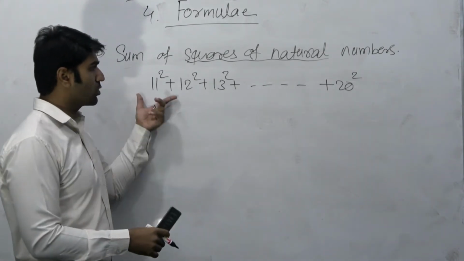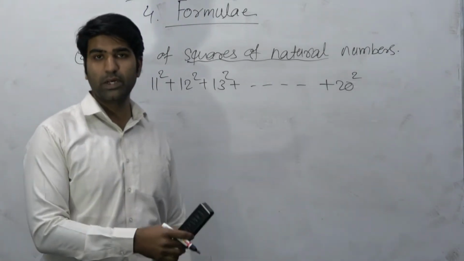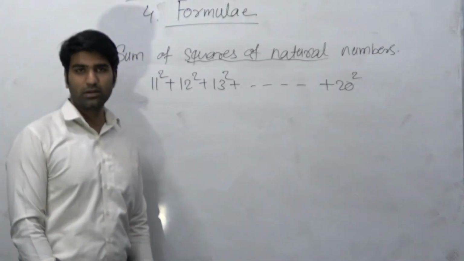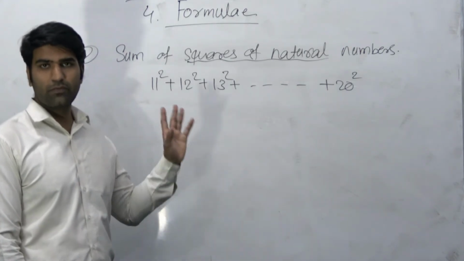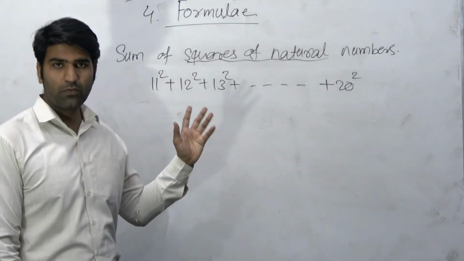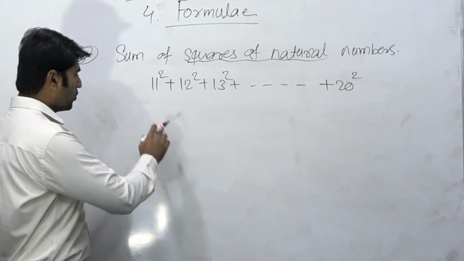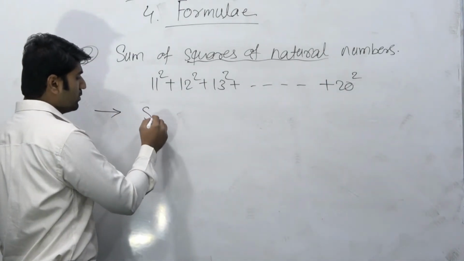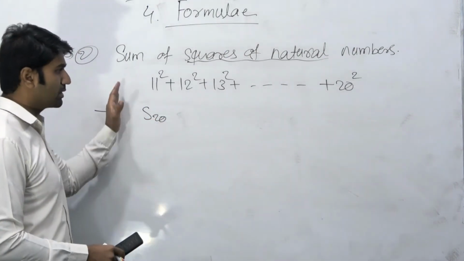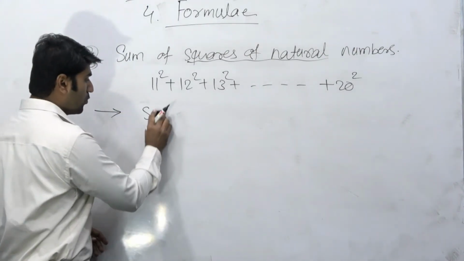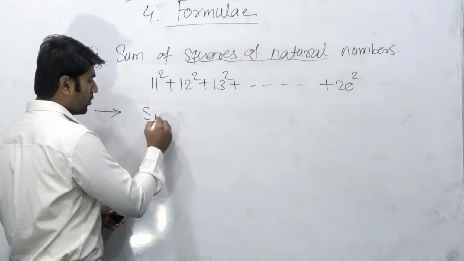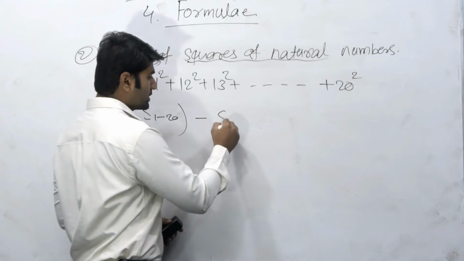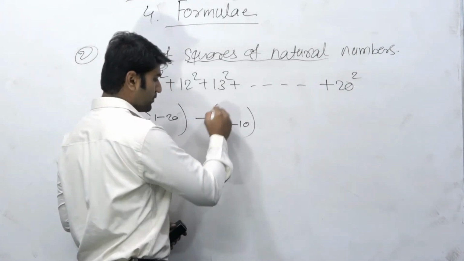Like Sn is equal to, we cannot use 20 or 10. If we use 10, then the answer changes. The answer becomes 385, which was the answer for 1 to 10 square. So what do we do? The trick is, find the sum of 20 numbers, that is from 1 to 20, minus the sum of numbers 1 to 10.